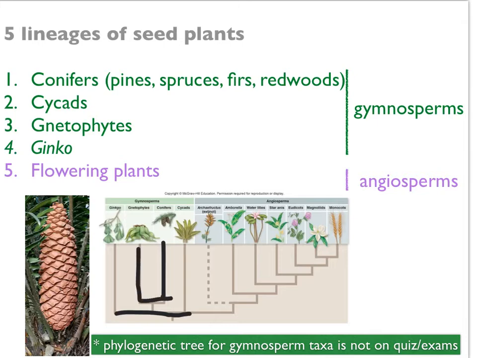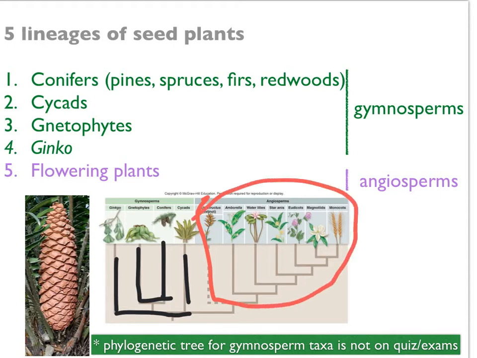Okay, so we know that conifers and gnetophytes share a common ancestor. Cycads are sister to that group, and then sister to ginkgo. And then there's angiosperms. They form a monophyletic group, and they have all these various things that they evolve.